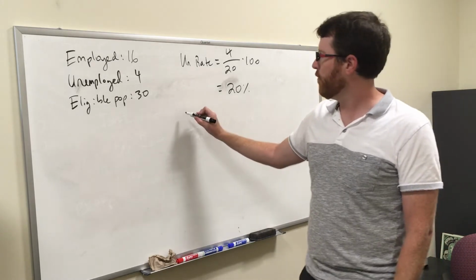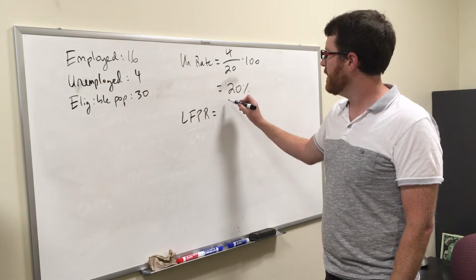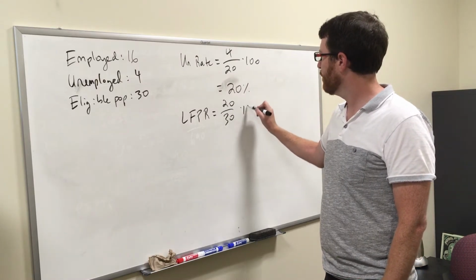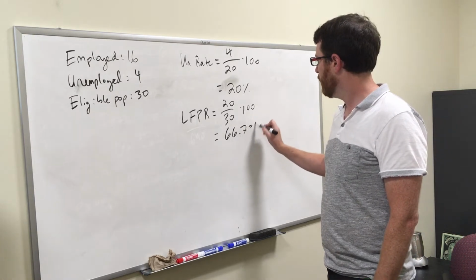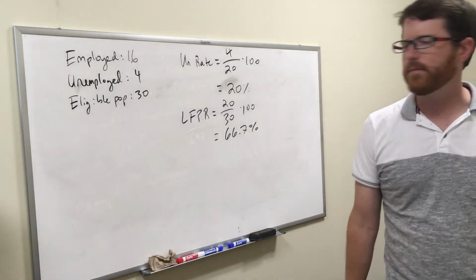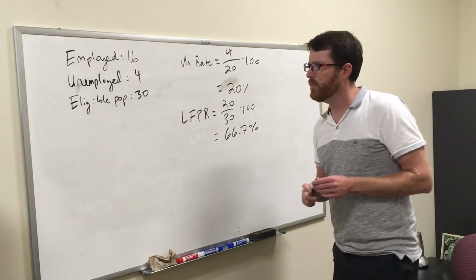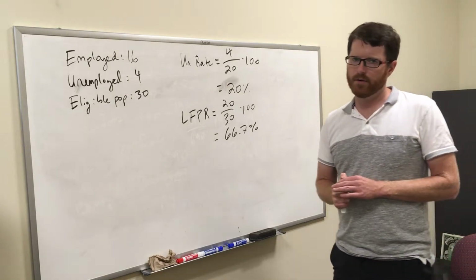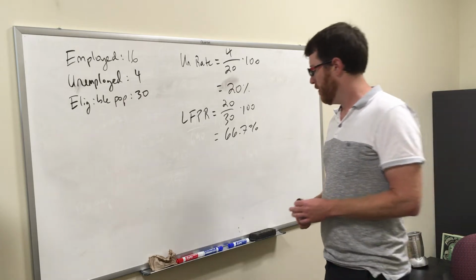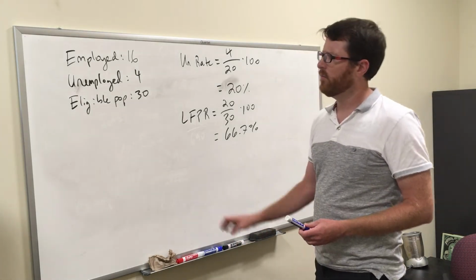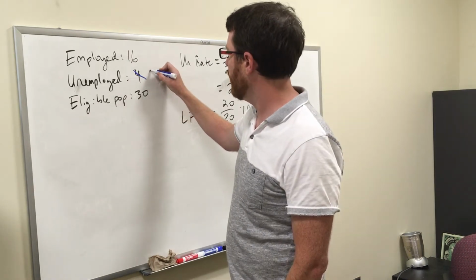And if we solve for their labor force participation rate, that would be 20 divided by 30, which is 2/3 or 66.7%. Okay, so let's imagine that in this tiny community, two people give up looking for a job. Two people that were looking for a job stop looking. What would that change? Well, it doesn't affect the employment, but it does affect the unemployment.